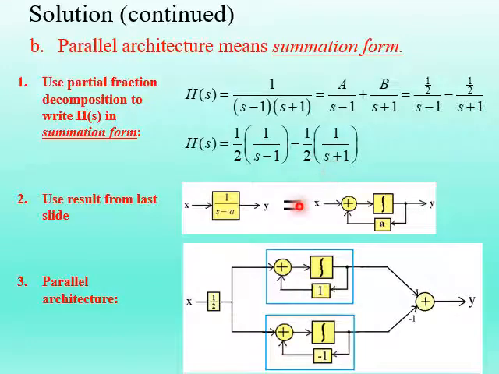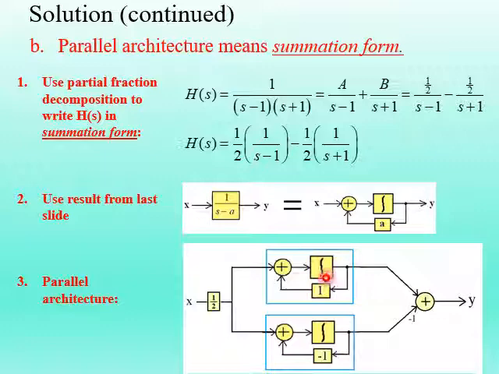So again, using the results from the previous slides, whenever we see 1 over s minus a, we can replace it with this block diagram here with the integrator. So you can see we've got two of these terms right in here. One has a of 1, that's this one, and the other has a of minus 1 here. And so now we're going to redraw this system using the summation form, which gives us a parallel architecture.